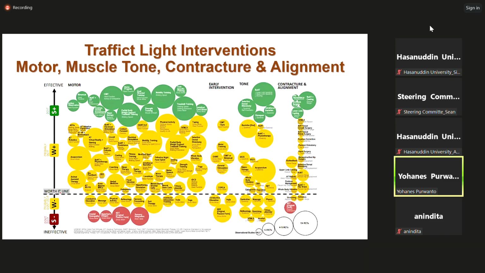Above the warning line is possibly effective, and you can see here a lot of interventions possibly effective. But under the warning line is possibly not effective, and in the red color is the not effective intervention.